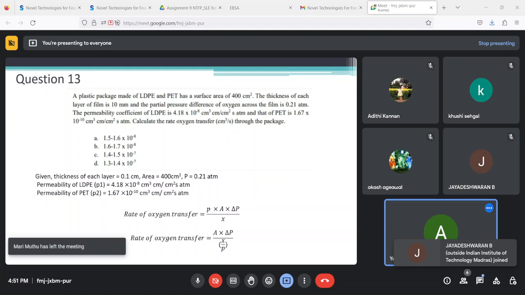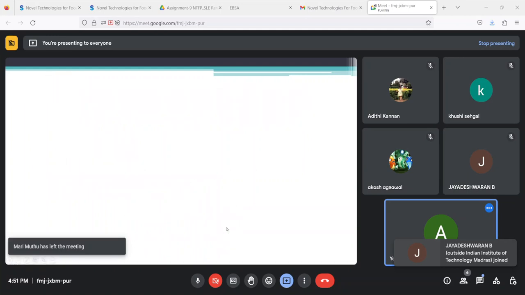If you look into the formulas, it will be very similar for heat transfer as well as mass transfer. So to proceed with this, if you take permeability to the denominator, you have X by P here. You have area into delta P, which is your partial pressure difference. Since you're dealing with multiple layers, X by P, which is effective for all the layers, is equal to X1 by P1 plus X2 by P2. So this is for the LDPE layer, this is for the PET layer.